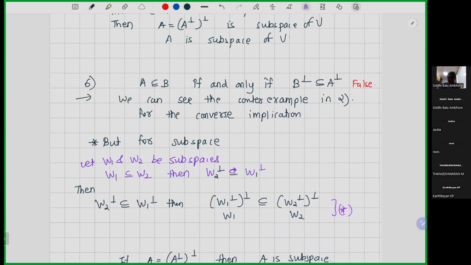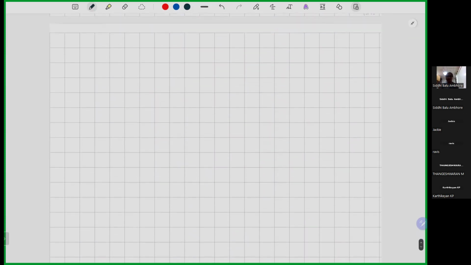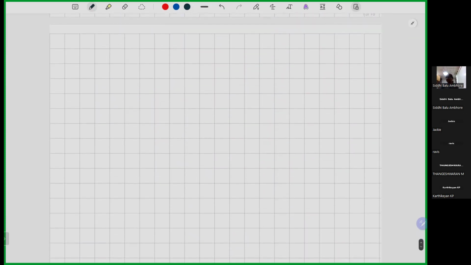Whether this if and only if is true or not, we will discuss this. In the meanwhile, if somebody gets a counterexample or can prove this, please feel free to inform us.